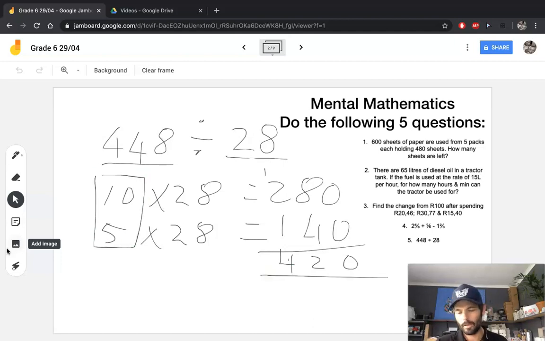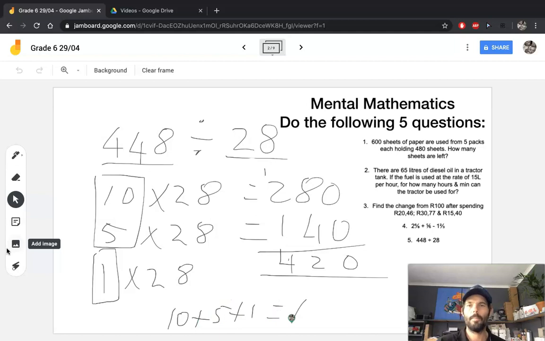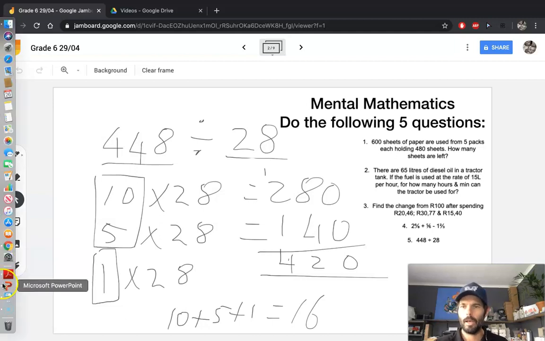I need to add 1 times 28, to give me 28, because 28 and 420 is going to give me 448. So therefore, 10 plus 5 plus 1 is equal to 16. And it's the same answer as before. Okay. Either method's great, and you guys have obviously got the choice to choose. Okay, so that's our mental maths for today.